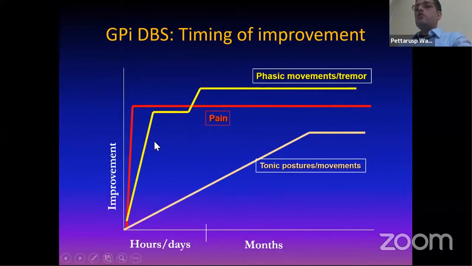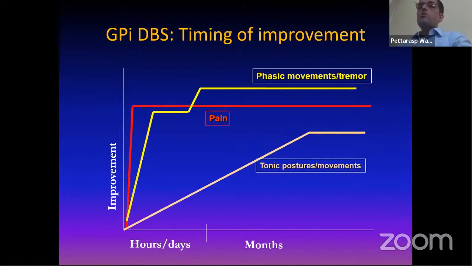Again, GPi is a much bigger structure, so you need to use a higher pulse width, and sometimes you need to give double monopolar stimulation or stimulate multiple contacts to spread the current in the GPi. The phasic movements of dystonia and the pain have a rapid improvement, while the tonic postures improve more slowly. What might improve first is the phasic neck movements in a cervical dystonia, but the actual neck position might take longer to improve over a period of time.